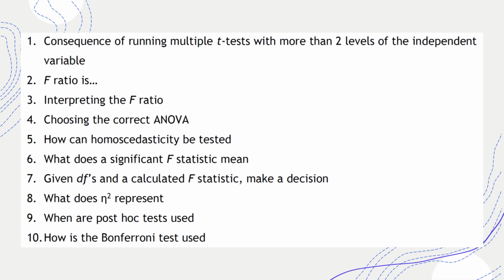Number 5, how can homoscedasticity be tested? This was the quick and dirty way of comparing the largest variance, so the group with the largest variance, to the smallest variance. As long as the smallest isn't more than twice the size of the largest, you're okay.